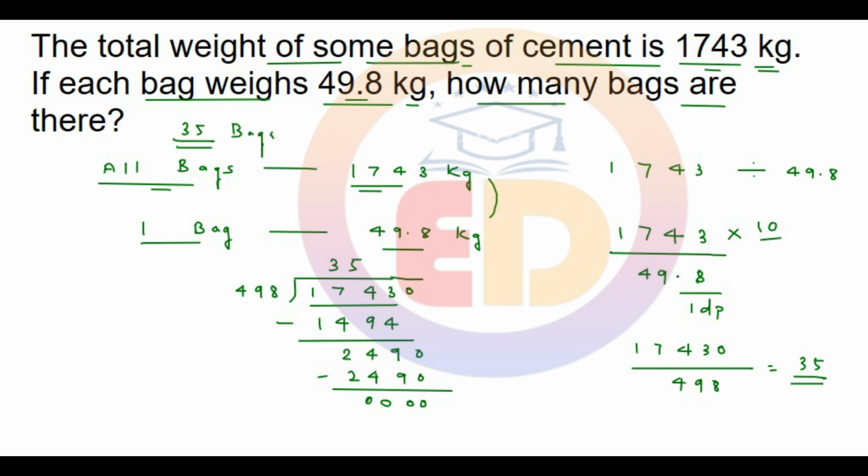Question was slightly tricky. हमें यहाँ पर सारे bags का total weight 1743 kg दिया था, और each bag मतलब one bag का 49.8 kg दिया था. हमें अगर total number of bags निकालने हैं तो total weight जो हमें दिया है उससे per bag, each bag या one bag का weight divide कर देंगे तो total number of bags हमें मिलेंगे. That is 1743 divided by 49.8. Decimal point हटाया है, numerator में 10 multiply किया है, further division करने से आंसर 35 आया है, which is total number of bags.